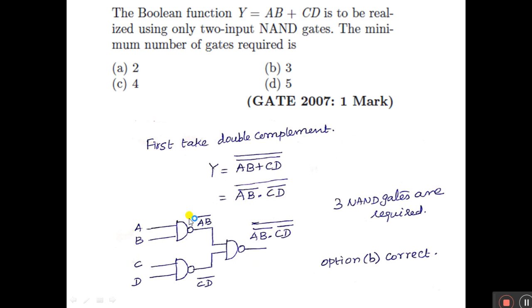Take input AB; the output of this NAND gate is AB whole bar. Similarly, take the input CD; using this NAND gate, we get CD bar. By combining these two and applying one more NAND gate, now you will get the complement of these two terms: AB bar dot CD bar whole bar. So the given expression y equal to AB plus CD can be implemented with the help of three NAND gates. So option B is the correct one.